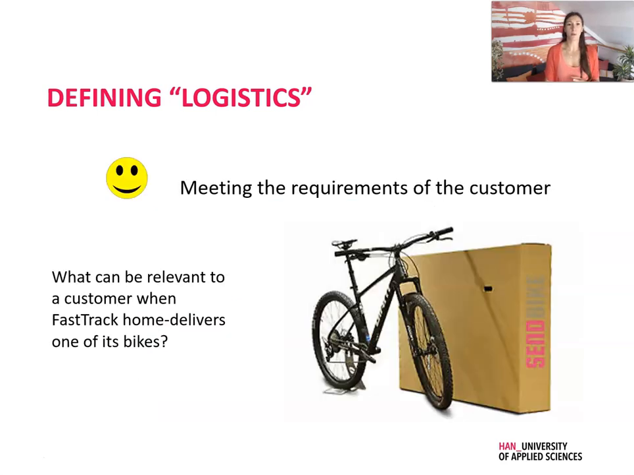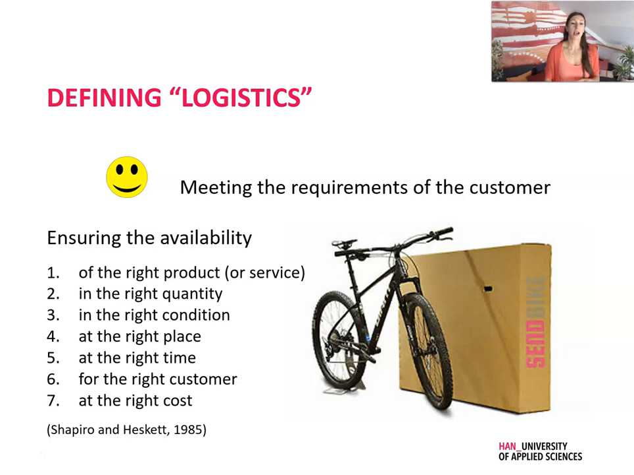Let's start with an example. Let's say that you're a customer and you want to purchase a bike from Fast Track. Fast Track is a bike manufacturer and they home deliver bikes. You would like to purchase one and have it delivered to your house. What criteria are important to you as a customer when you are waiting for this bike? The answer to this question is actually the definition of meeting the requirements of the customers, and it is ensuring the availability of the right product or service.